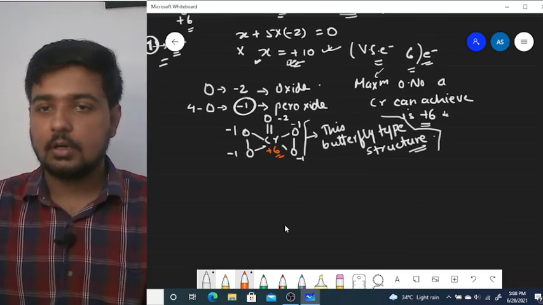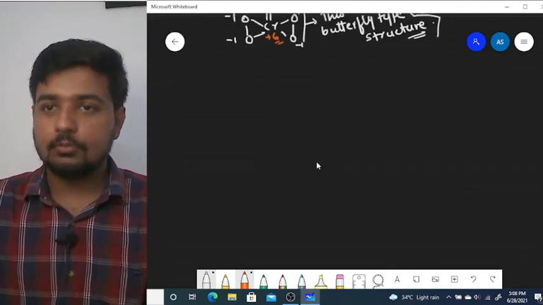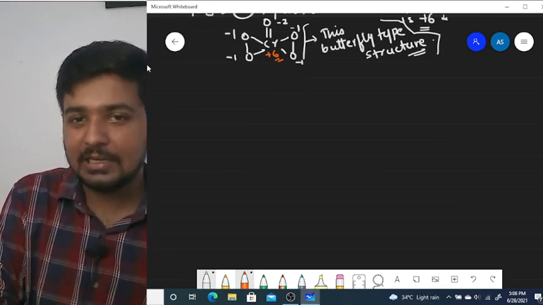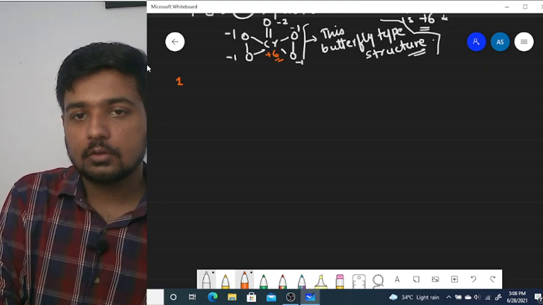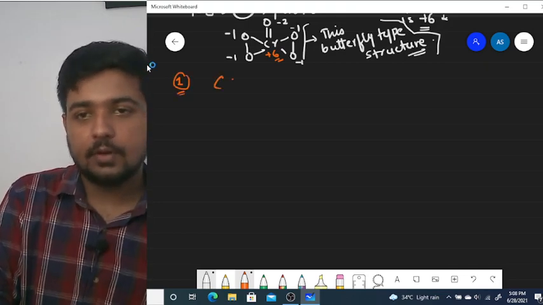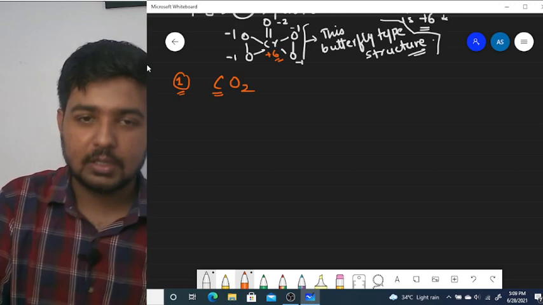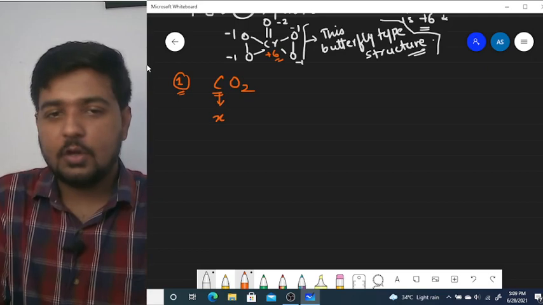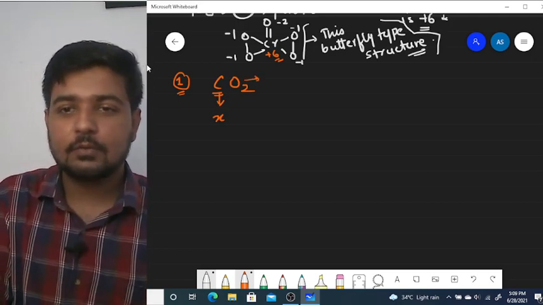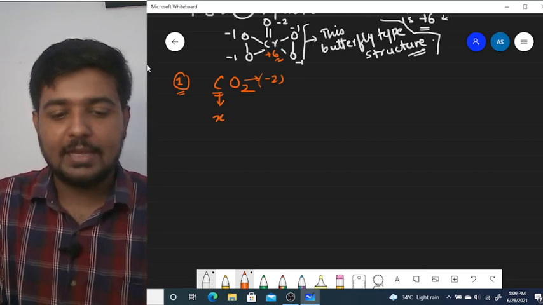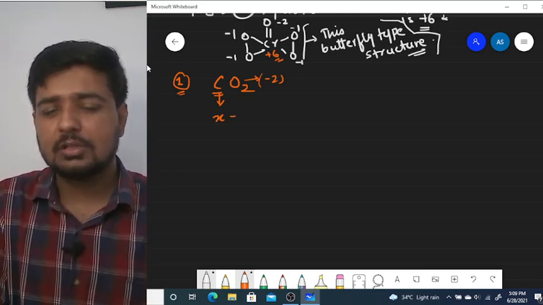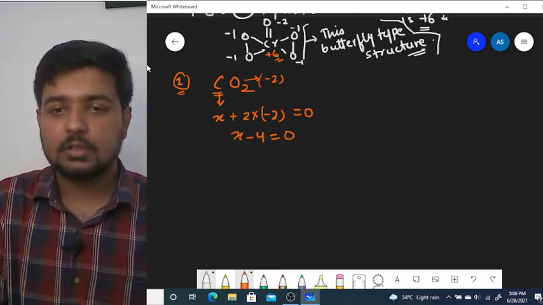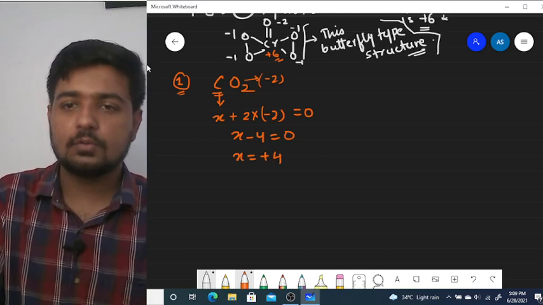Okay. Now move on to some more examples, or you can say some more questions, so that you will have a better understanding of these rules. Now, question number 1. Find out the oxidation number of carbon over here. How will you find out? Let us assume the oxidation number of carbon to be X, and we all know that generally we take the oxidation number of oxygen to be minus 2. So by applying all the rules, X plus 2 into minus 2 equals 0, X minus 4 is equal to 0, and X is equal to plus 4.